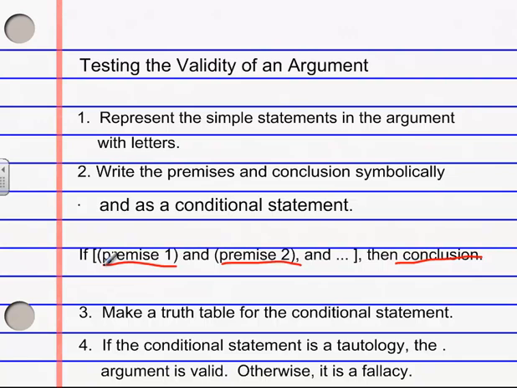Now remember, in the case of making an argument, we're going to assume that the premises are true, or that all the premises are true. So we're going to make a truth table for this conditional statement, whatever it happens to be. And if the conditional statement is a tautology, the argument is valid. That is, if the values in the last column of the truth table are all truths, we're going to have a valid argument. Now, if there is a single false in our last column, it's not a tautology, and our argument is not valid. So therefore, it is a fallacy.